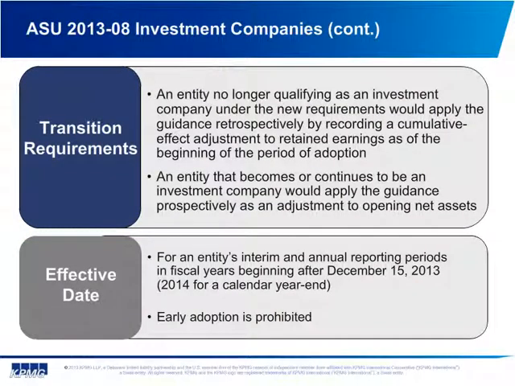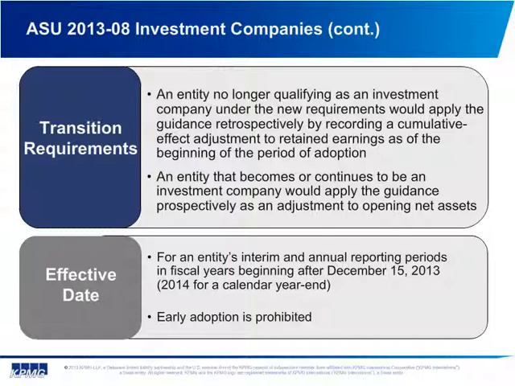So if after an entity goes through the two-tier assessment of fundamental and typical characteristics and it finds that it no longer qualifies as an investment company, it would apply the guidance retrospectively, and it would record a cumulative effect adjustment to retained earnings at the beginning of the period of adoption. Alternatively, if an entity determines as a result of the ASU it is now deemed to be an investment company, it should apply the guidance prospectively, and it would do this as an adjustment to its opening net assets.